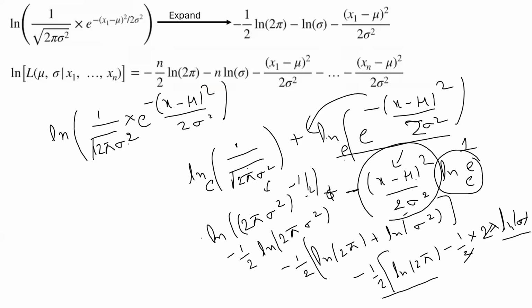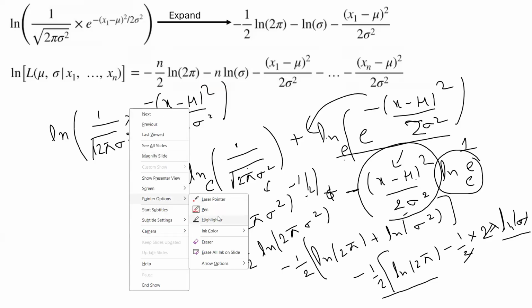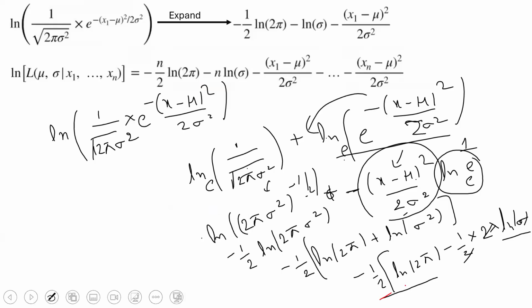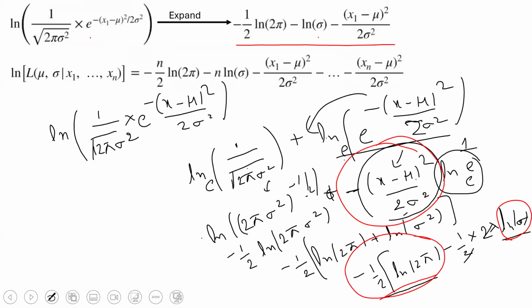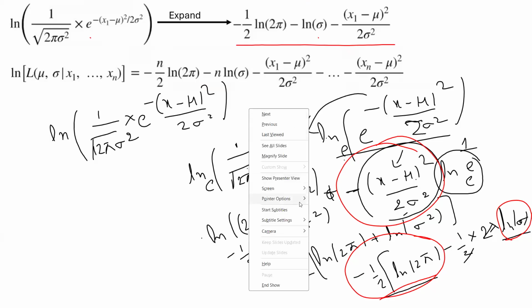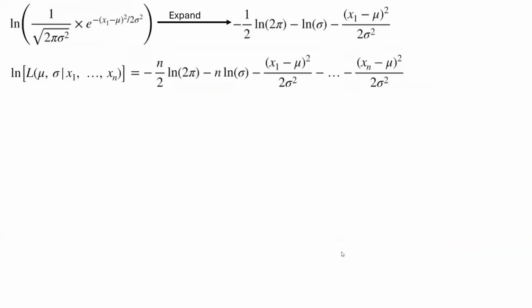So these are the three terms that remain, right? Once we expand this, what are the three terms that remained? This is the first term, this is the second term, and this is the third term. So this is the expansion of this particular equation. And now the same applies for everything else. Now we know this is the expansion for the first term.